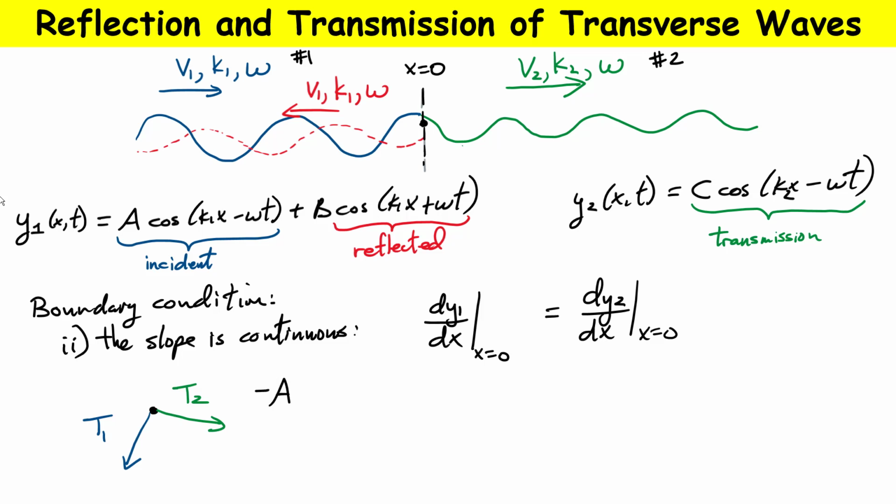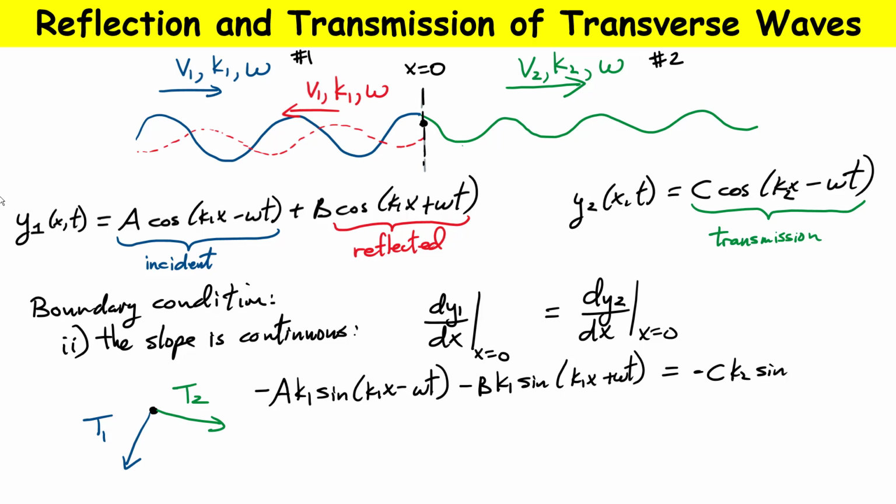So if I do the derivative of y1 with respect to x, it looks like this. It's minus a. The minus comes because I differentiate a cos. There's a k1 that comes in the front, and now it becomes sine of (k1x minus omega t). The second term, if I differentiate that with respect to x, you get minus b k1, again, sine of (k1x plus omega t). All right, now you take the derivative on the other side. The derivative on the other side becomes minus c k2 sine of (k2x minus omega t).